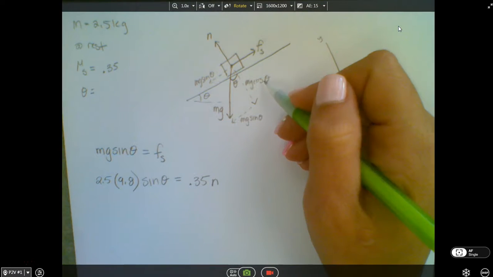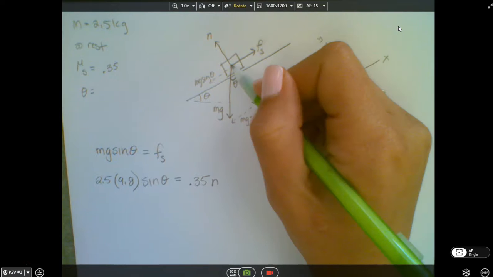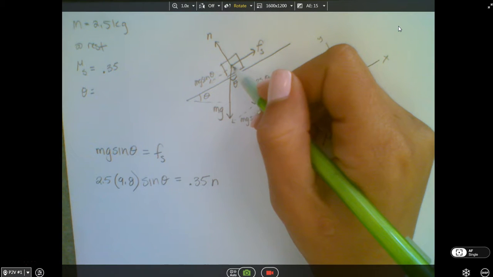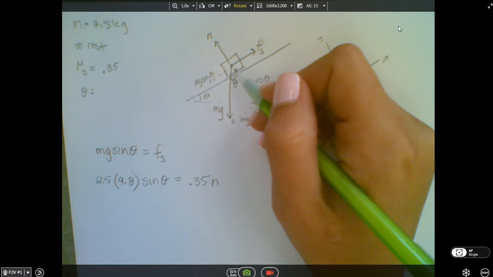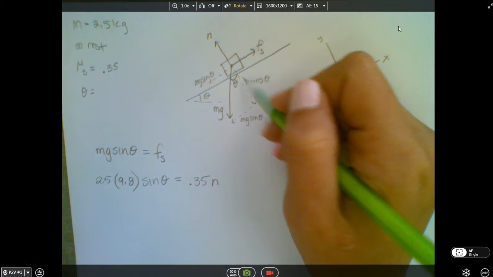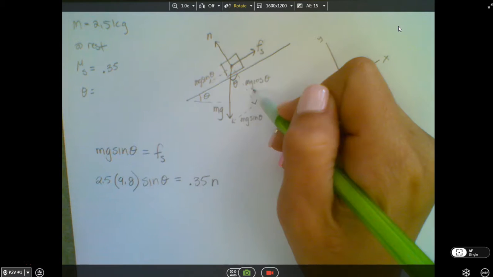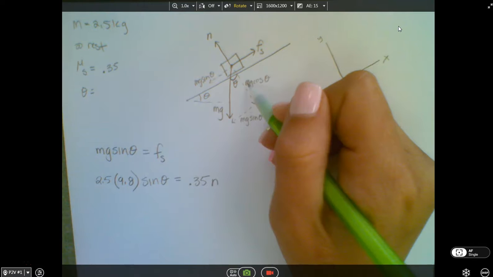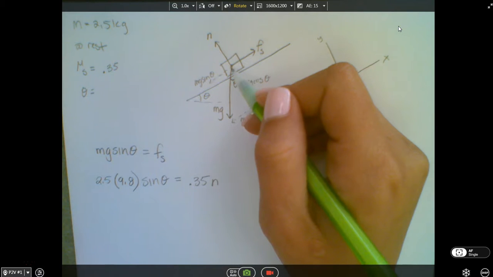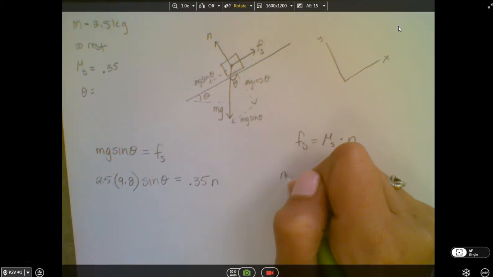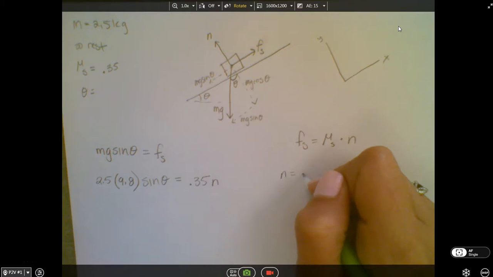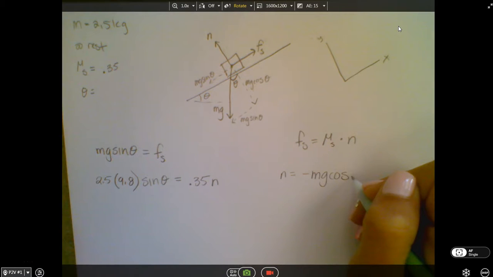It's pulling down. Now, since this box is at equilibrium in the y direction, it's not flying up off the ramp, and it's not going into the ramp, accelerating, right? Since it's just at rest, the normal force is actually going to equal the mg cosine theta. Those two have to be equal. It's like a tug of war. Neither one of them is winning, because this thing is just still sitting on the ramp. So we know that n has to equal basically the opposite, right, of mg cos theta.